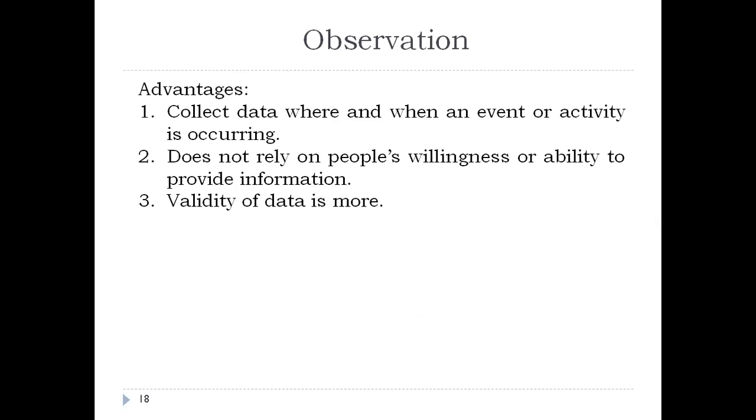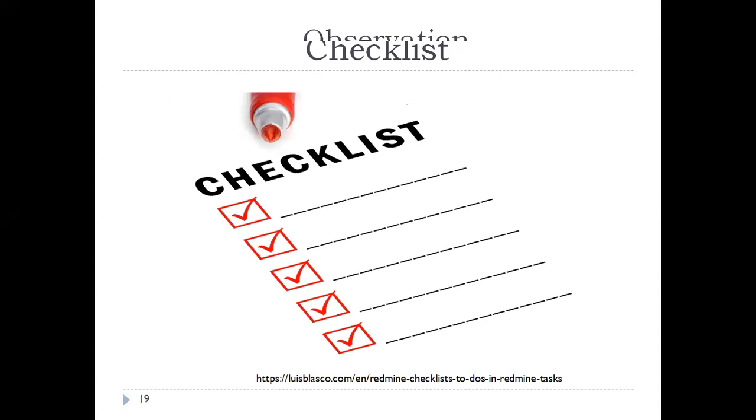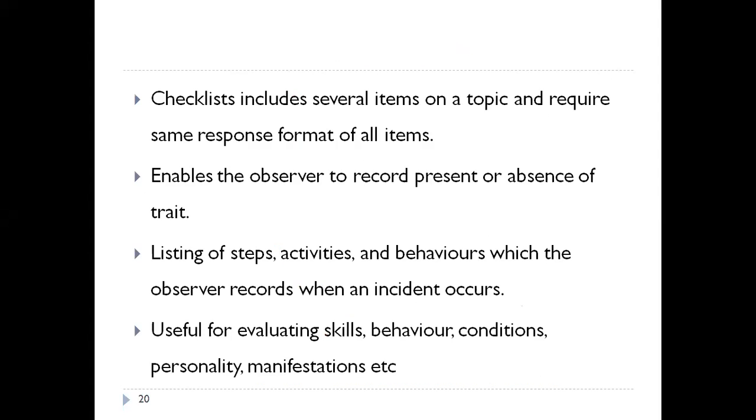And a checklist for observation, whether he or she did that particular step or not, yes or no. That is all what can be observed. But you will not understand to what level that person performed unless you have a rating scale. Now, what is a checklist? One of the methods of observing a person is by using a checklist. So checklists include several items on a topic and require the same response format for all items, yes or no. So it is whether it is present or absent, whether it is yes or no.